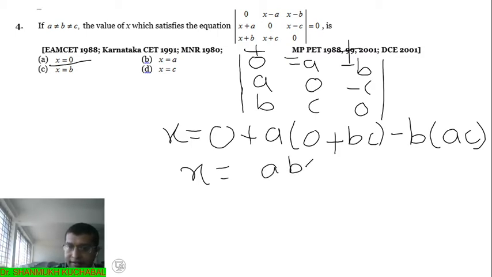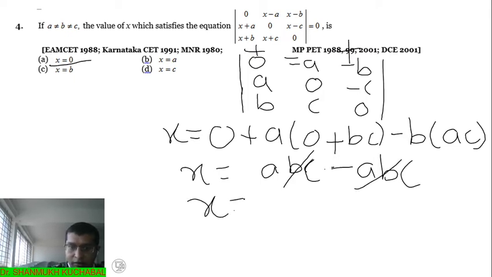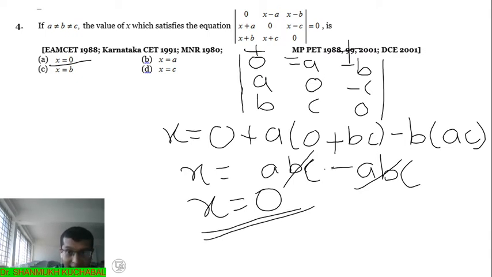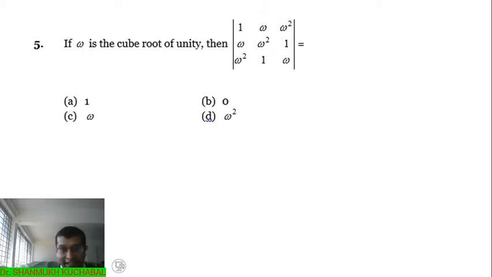Okay, this is x equal to, I take it. Then x equal to, we get plus abc minus abc, the plus abc minus abc cancels, x equal to 0. Therefore it satisfies the equation taking x equal to 0. Therefore option A is the right answer here. A is the right answer. Now we'll move to the next example.